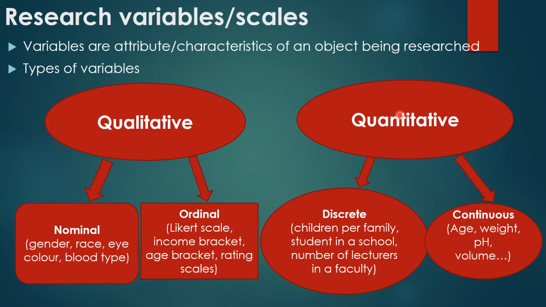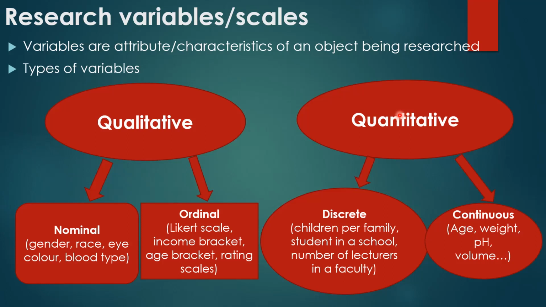Or how many students are there in a school? If I'm counting all the schools in South Africa, I must have a discrete number, a definite number. If I'm counting the number of lecturers in a university or in a faculty, I must have a definite number. So we call them discrete data. That's one form of quantitative data.